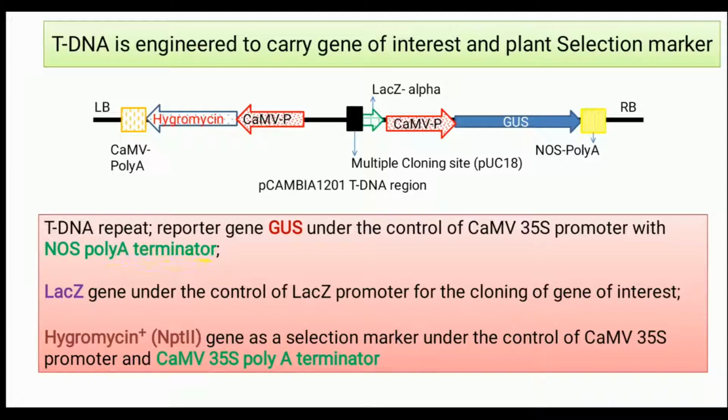The tDNA repeat contains the reporter gene GUS under the control of cauliflower mosaic virus promoter, and the LAG-C gene under the control of the LAG-C promoter. Between them, the multiple cloning site helps to insert our gene of interest.